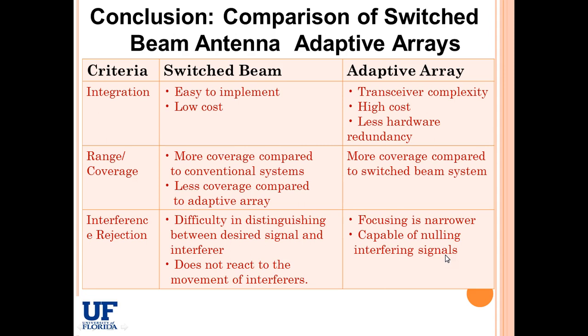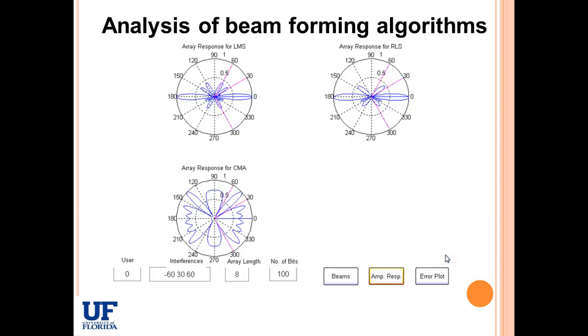Having concluded that the adaptive array is better than the switch beam array, I decided to go on to analyze the kind of algorithms that are used to further improve the performance of the adaptive array technique. I looked at the least mean square algorithm, the recursive least squares algorithm, and the constant modulus algorithm.